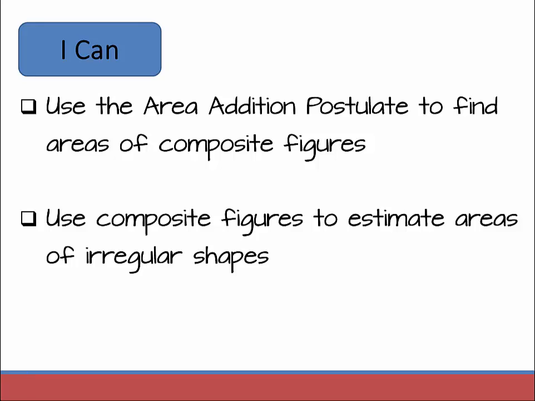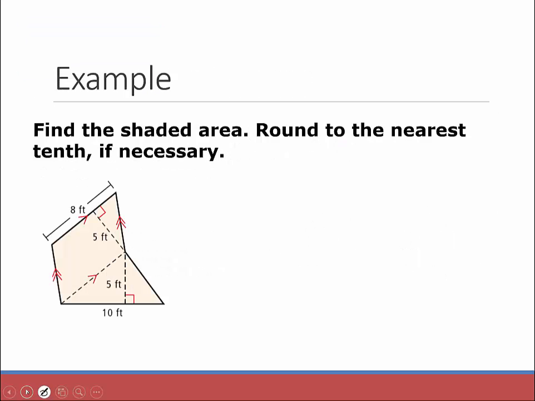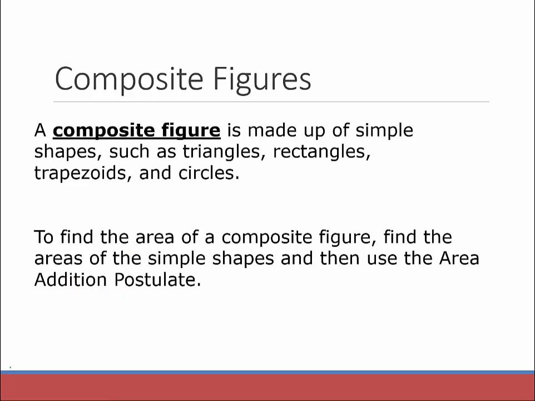Remember, the area addition postulate says that the area of a shape is the sum of all of the areas of its parts. So when you get something like this, we can find each of these individual areas, add them up, and that will be the total area of the shape. A composite figure is made up of simple shapes such as triangles, rectangles, trapezoids, and circles. To find the area of a composite figure, find the areas of the simple shapes, and then use the area addition postulate.